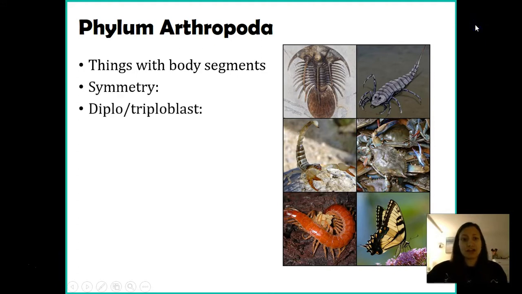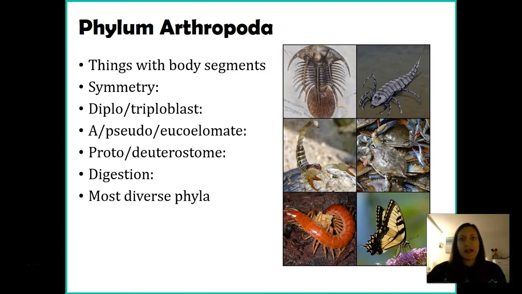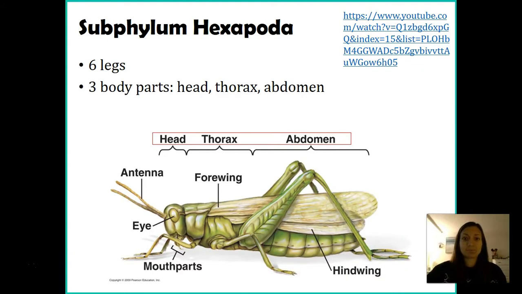They have bilateral symmetry, they are triploblastic, they are eucoelomates, they are still protostomes, we haven't gotten into deuterostomes yet. They have complete digestion, and they are the most diverse phylum, mainly because of insects. And remember, phylum Mollusca was our second most diverse phylum.